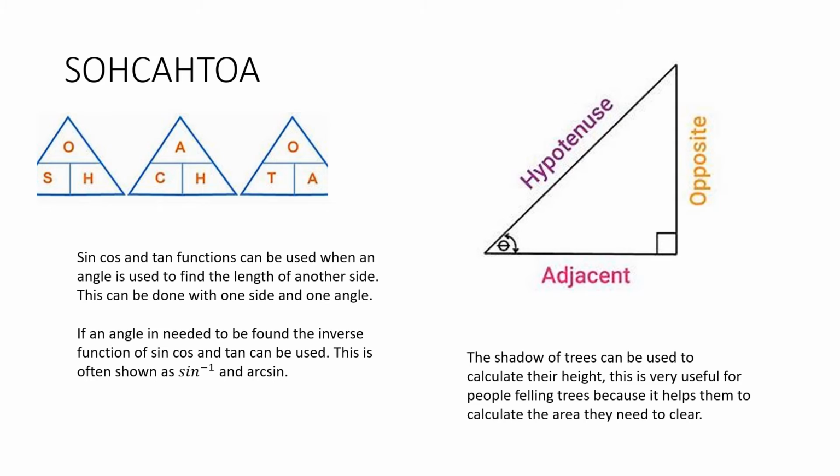SOHCAHTOA. Here, some triangles. This lets you find the angles and the lengths. Very useful. You can use this to measure the height of trees and the shadows with measuring equipment. Very useful if you're chopping trees down. Unless it's in the woods, then you won't be able to get a shadow to do it. But if it's a tree in an open field, very useful.